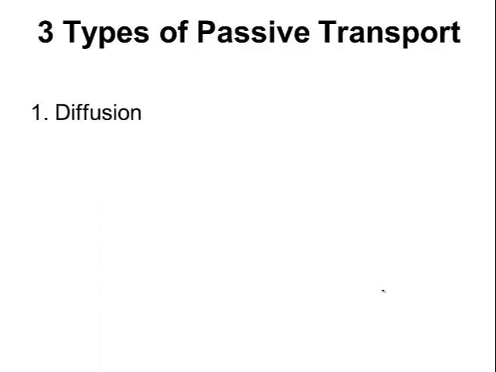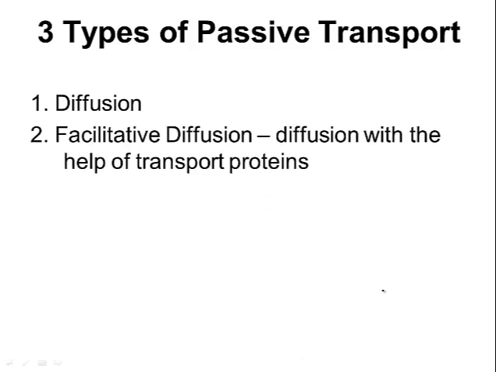Okay, there are three types of passive transport. There is simple diffusion. There is facilitated diffusion. This is diffusion with help. To facilitate something means to help. So this kind of diffusion is actually going to get help with the use of transport proteins that we had talked about with the cell membrane. There are certain proteins that go all the way through the membrane, so facilitated diffusion is going to happen with the help of those proteins.